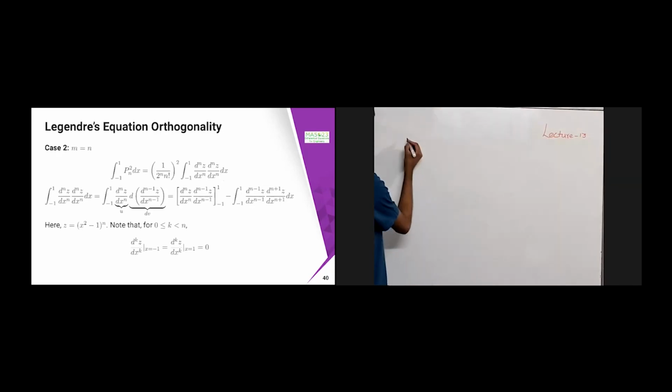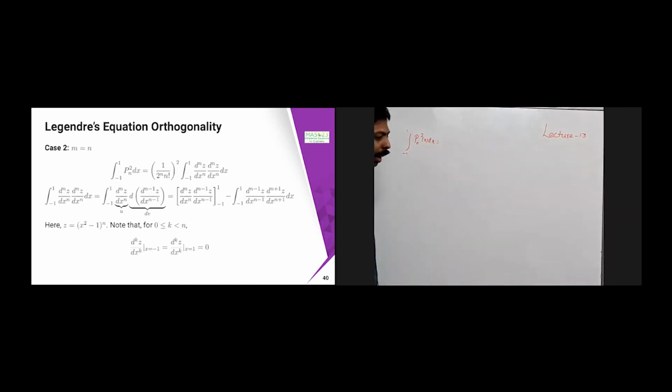So in that one we have used this one, z equal to (x square minus 1) power n. We have used the same thing, and we are going to use it over here. So I am going to find what is the integral from minus 1 to 1 of Pn square of x dx.